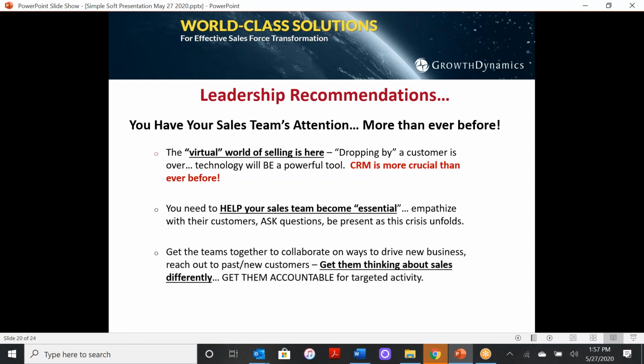You've got to get the sales team to become essential, not only to your existing customers, but to their market space. The other piece of this is getting your sales team together to collaborate on ways to drive new business. Your sales organization has more information and more answers than they'll share with you.